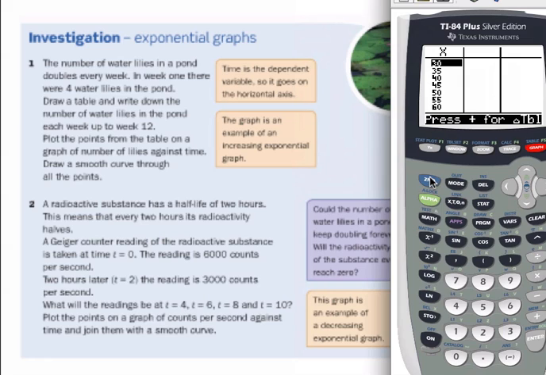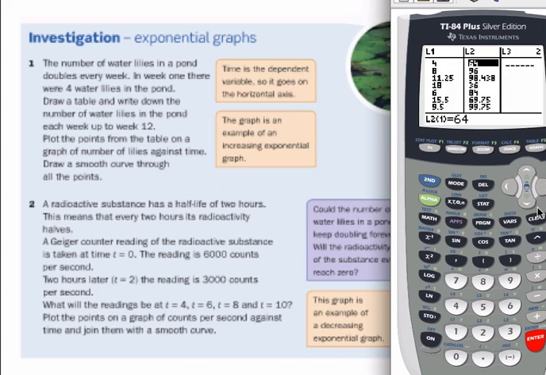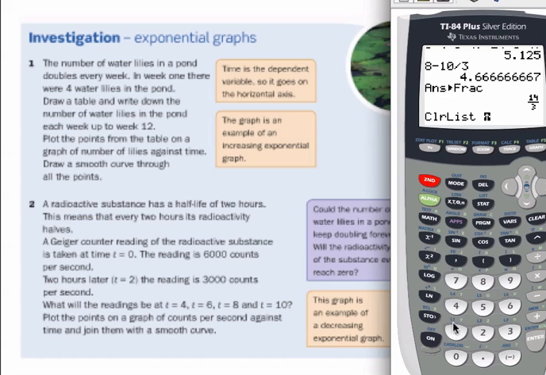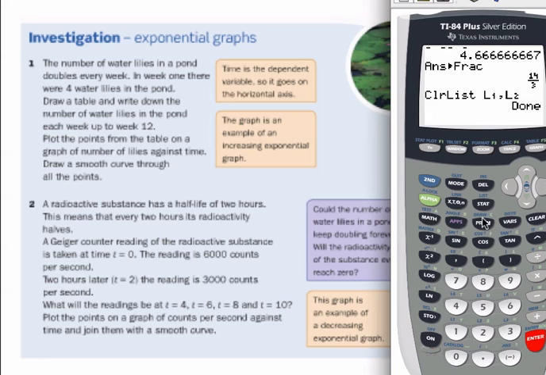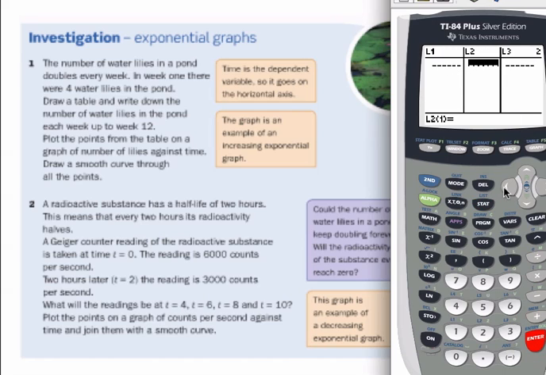I want to go to Stat and Edit. Clear list 1 and 2. So I'm going to clear list, second function L1, comma, second function L2, and they are cleared. So I go back to stats now, and I have a couple of empty lists. What I'm going to do here is type in the week. So week 1, and we're going up to week 12: 2, 3, and so forth.